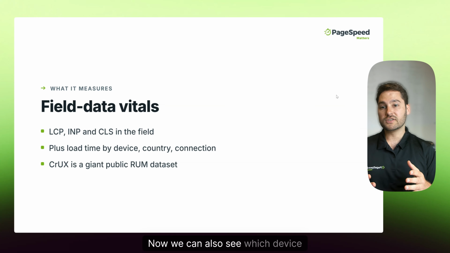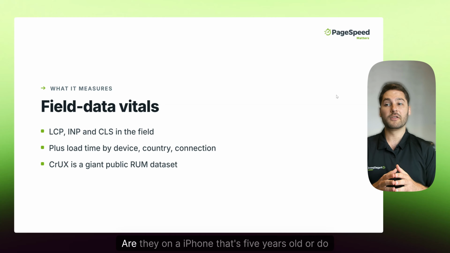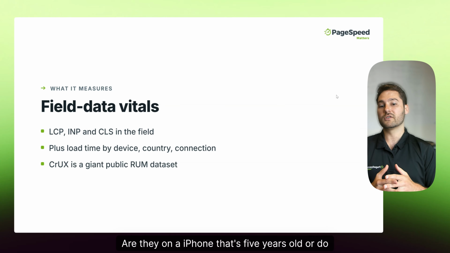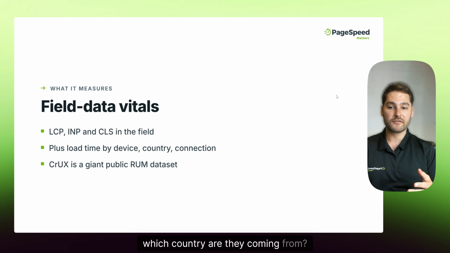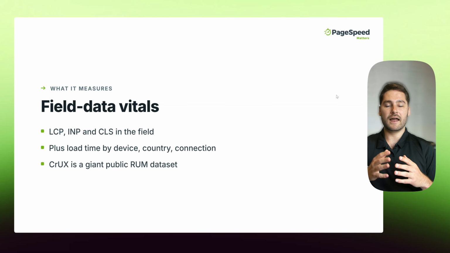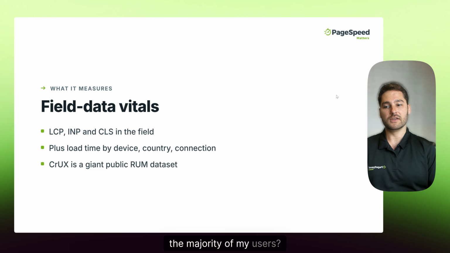Now, we can also see which device they're coming to the website from. Are they on an iPhone that's 5 years old, or do they have a 3G connection? Which country are they coming from? You want to be able to tell, is this an anomaly? Or is it actually the majority of my users?